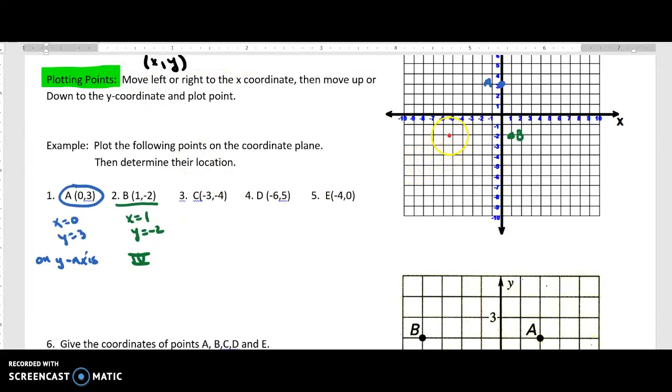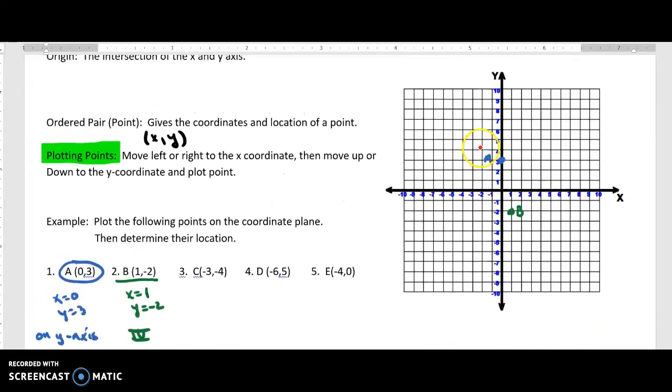C is at (-3, -4). So again, we start at the origin. We're going to go left to an x value of -3, and then take a journey down to -4. And if you look again, you have the intersection of -3 and -4. That's point C. And what quadrant is that in? That is in quadrant 3.